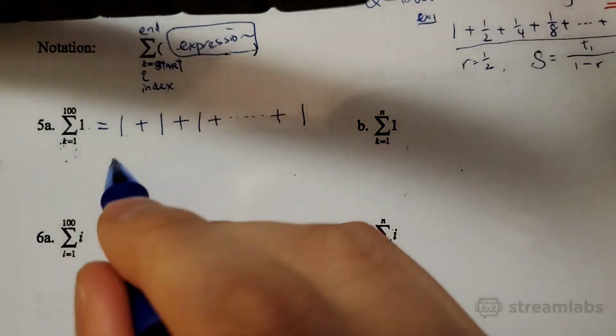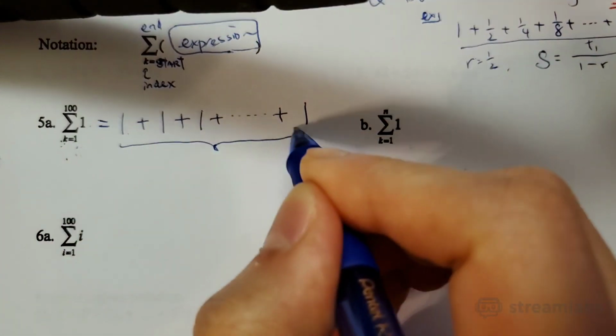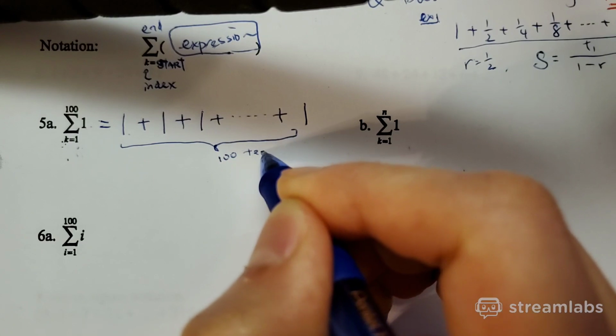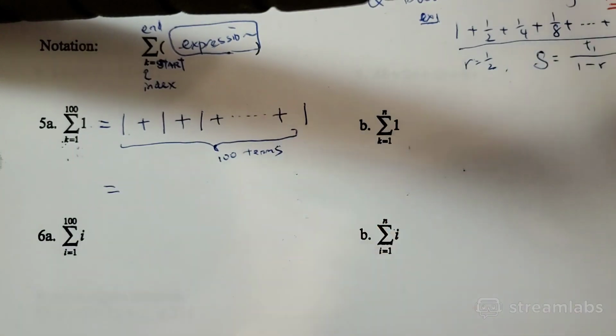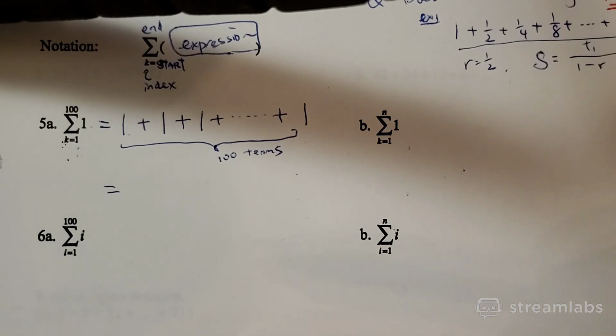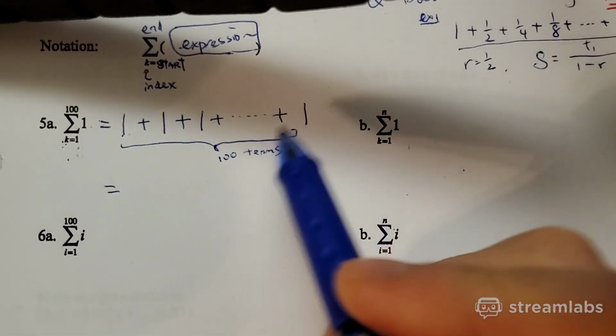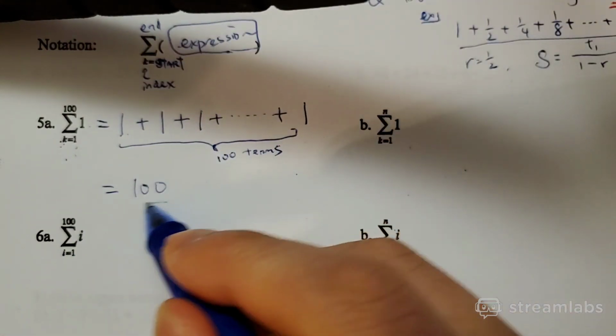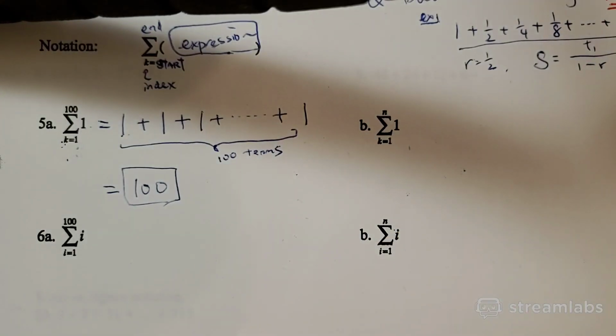Right? So what do I have? I have 100 terms of 1. So what's the sum? Isn't that 1 plus itself 100 times? So that's going to be 100. Okay? That's the idea. Alright, if it doesn't have a k, then that's just it.